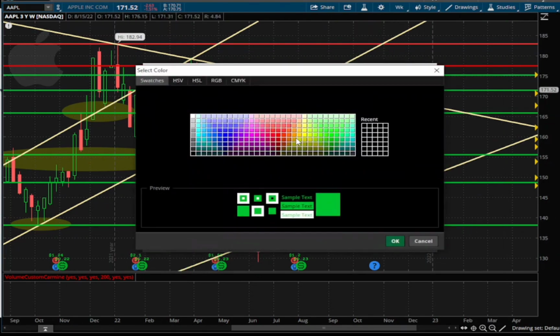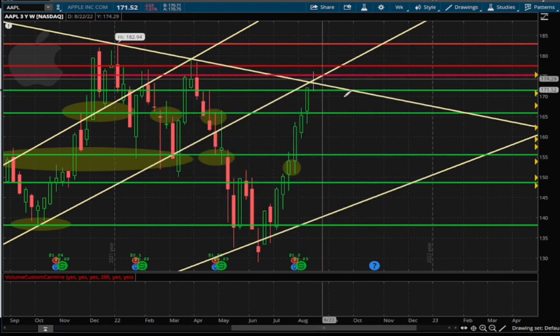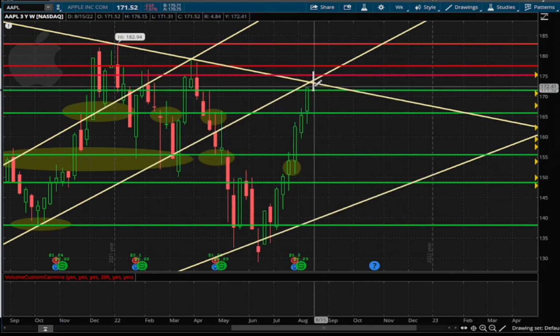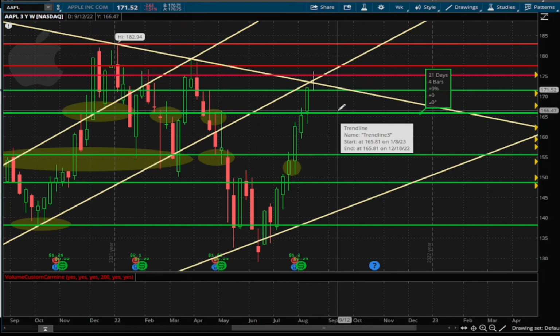So that's how you take your positions. You have to draw the map out. So right now, if Apple starts to break through here, I will probably be looking for puts to catch that ride down to this support, the 165 or 166 range.